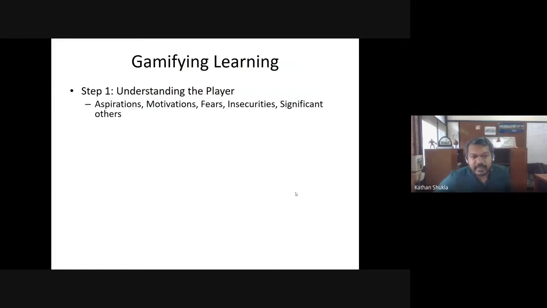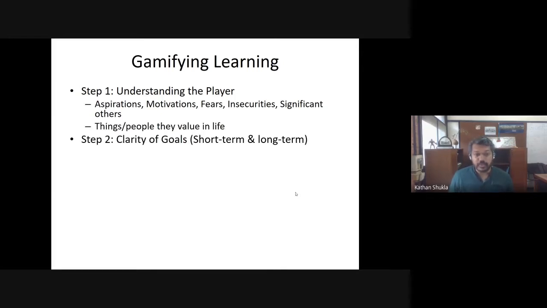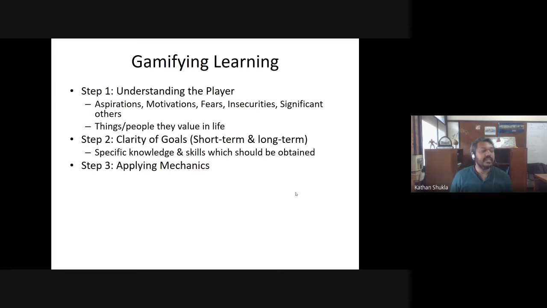So now I present several steps in which gamification can be applied. So first step is to understand the player. Who is the learner? So we have to have understanding about the aspirations of the learner, different motivations, fears of the learner. So really, who are the students for whom we want to design this gamified learning experience? That clarity needs to be there. Second step is clarity of goals. What is it that we want them to learn in the short term and in the broad across the year or across the semester? This clarity is really important.